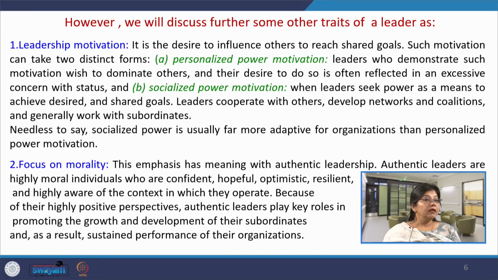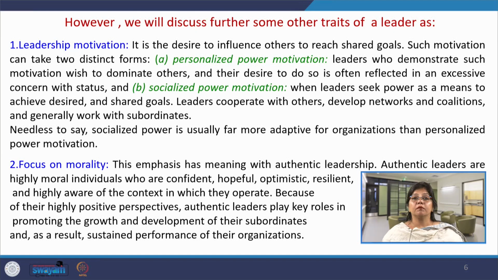If there is any kind of emergency or crisis in any organization, then a leader has to be highly resilient. Resilient means bouncing back from the adverse situation, standing up again and then again taking new decisions in order to correct everything. So, this is about morality, that a leader who is optimistic, confident and resilient and highly aware of the context in which they operate, that makes a leader more effective.